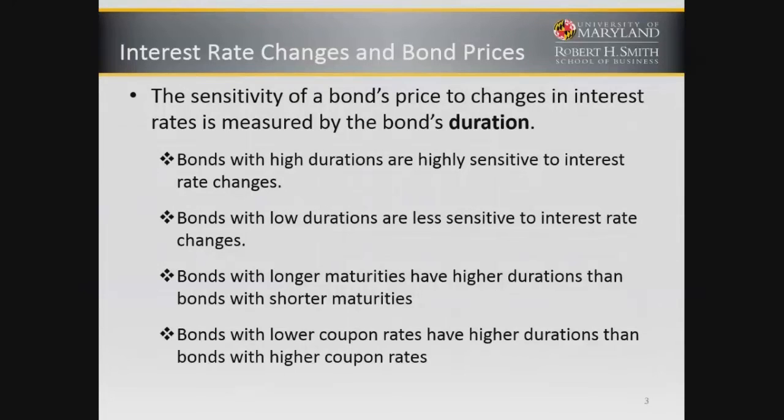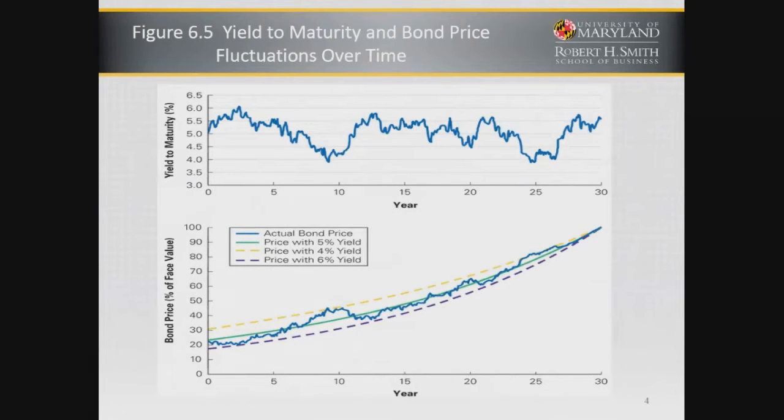What's the lowest the coupon rate can be? Zero. So a long-term zero coupon bond would have the highest duration and the most price change for any given change in interest rates. Let's just look at a simple example of bonds with different prices and different yields.